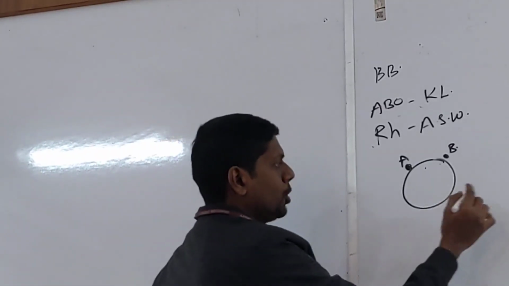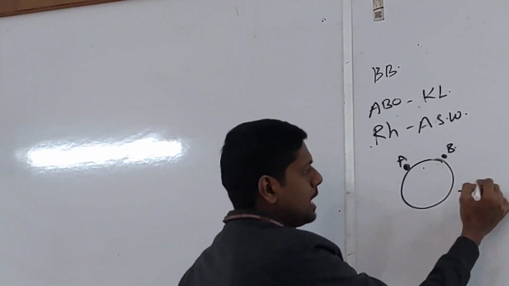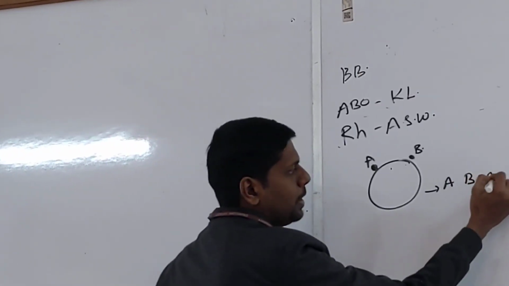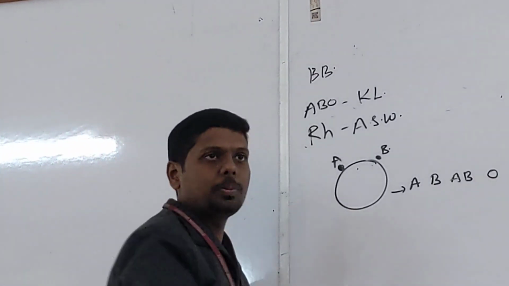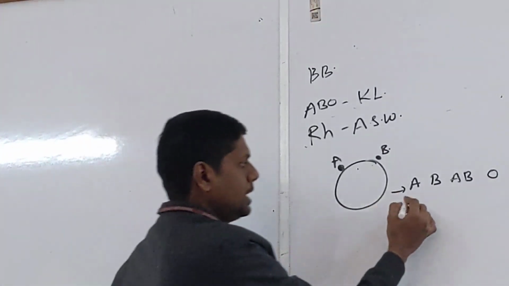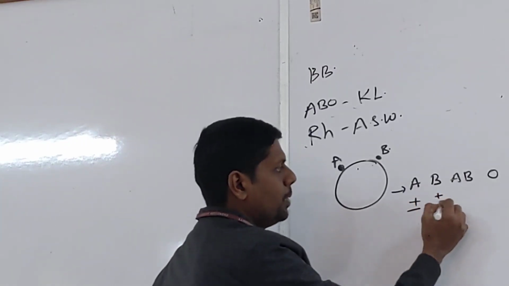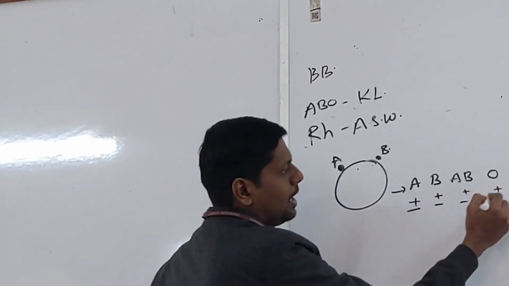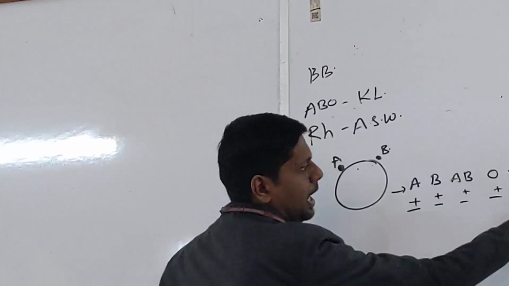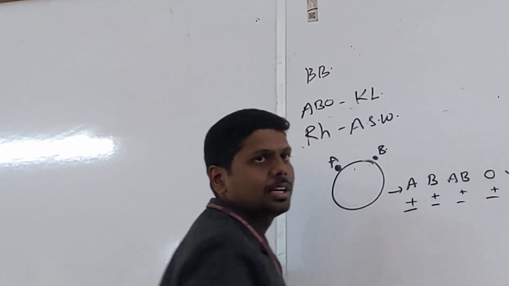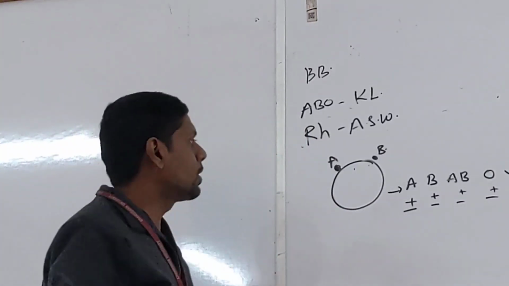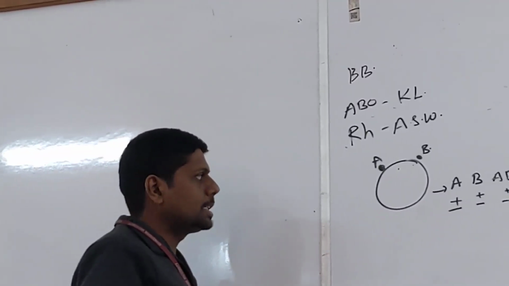So how many types of groups we have based on these antigens? A group, B group, AB group and O group. And based on RH type, A positive, B negative. Same for all. So total there are 8 blood groups. Am I correct? We have 8 blood groups. Okay. Then what else we discussed?